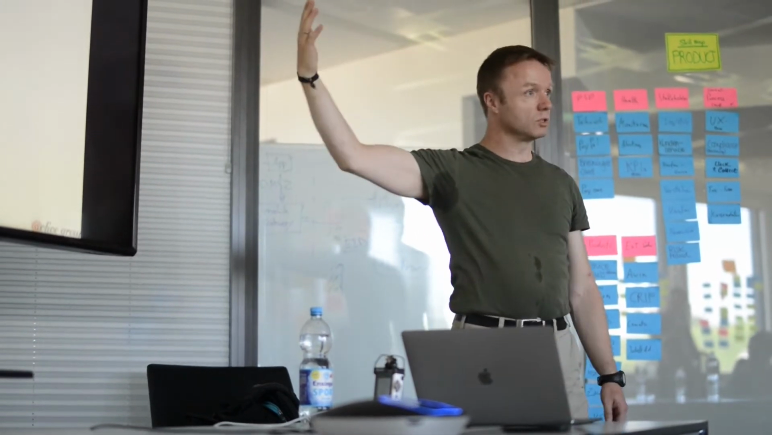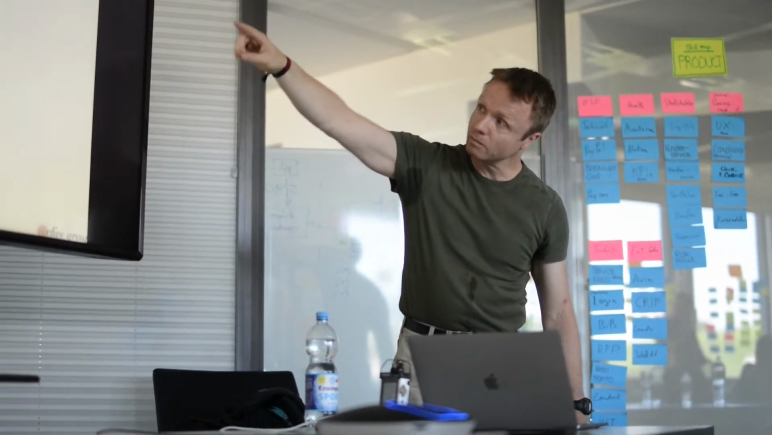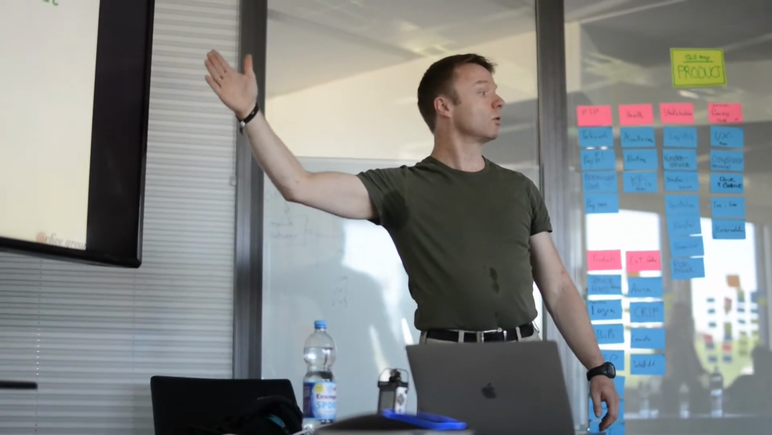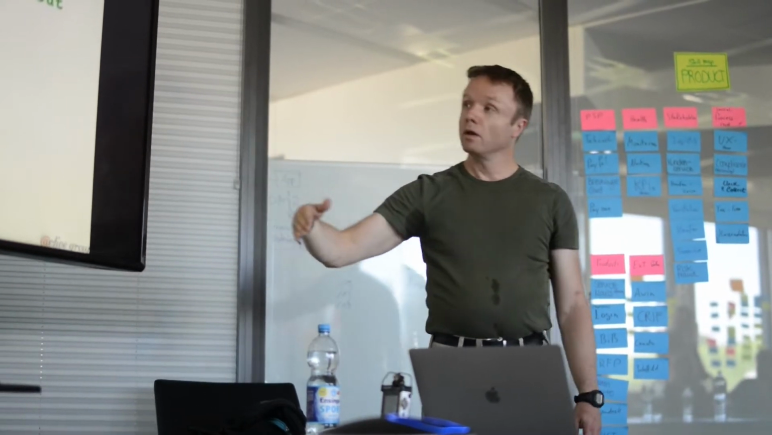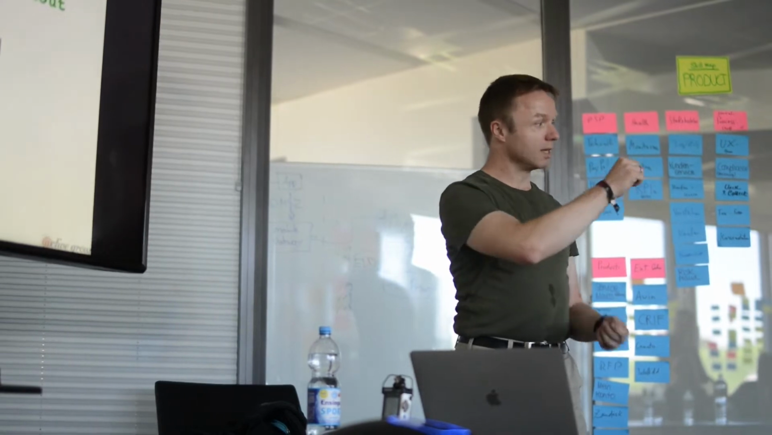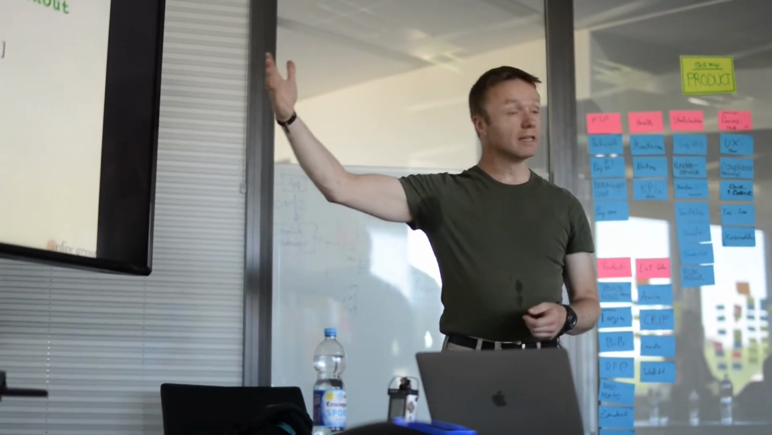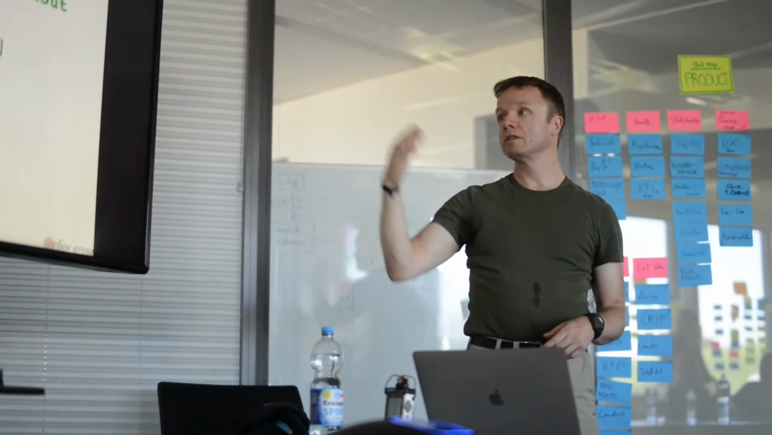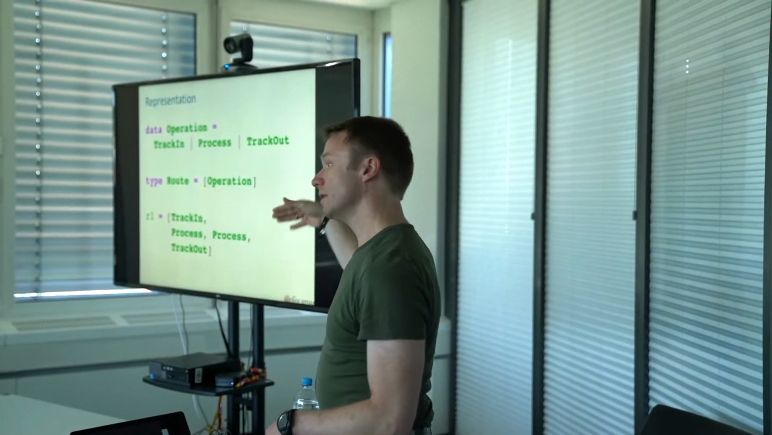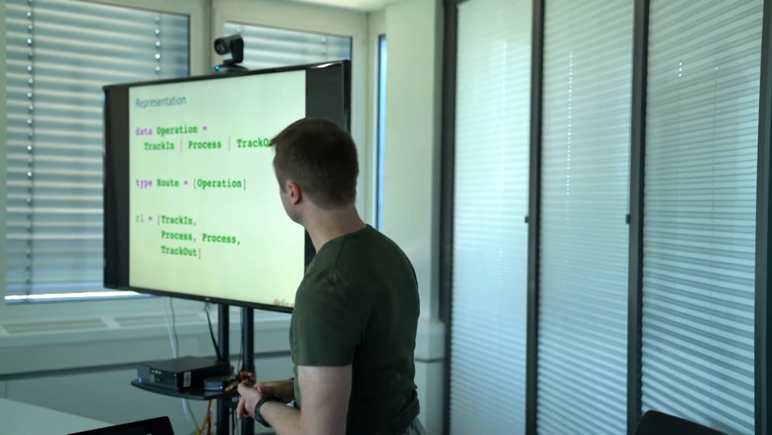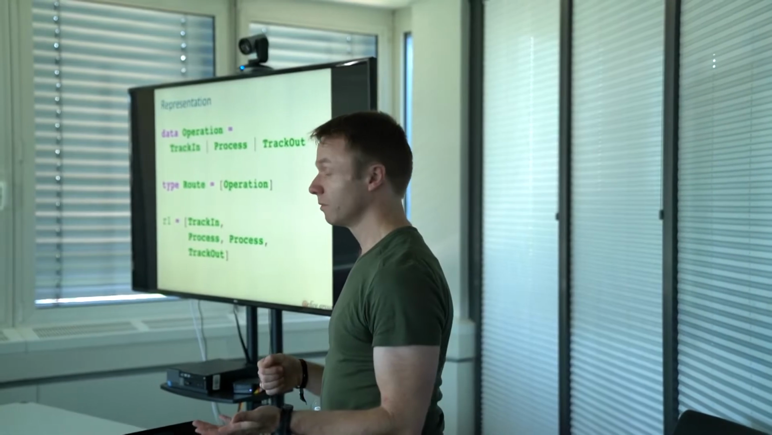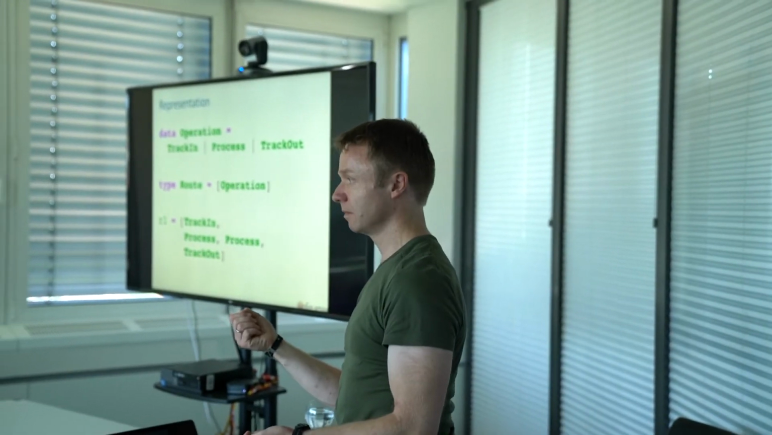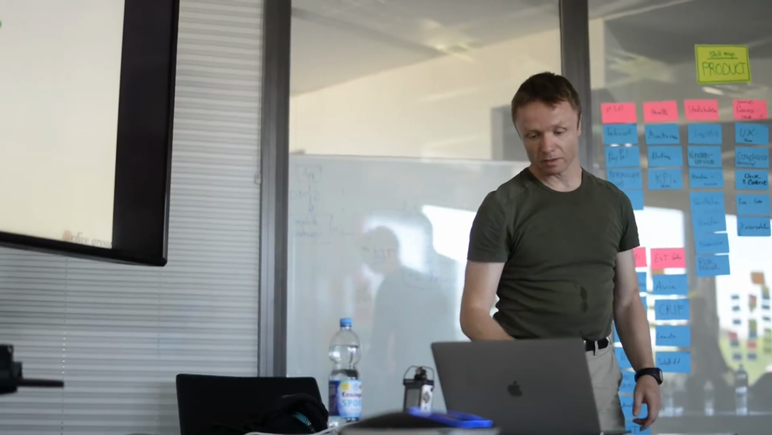It says data Operation, it's a new data type, and you can read that vertical bar as or. So an operation is either a track-in or process or track-out. The next line says a route, which just has that sequence of operations, is a list of operations. These brackets just mean list of. So a route is a list of operations, and down there's an equation that has an example for a route, and that route is a sequence of 4 steps. First one is track into a machine, then it processes, and processes some more, and then it gets tracked out of the machine. You can write that down just as it is in Haskell.